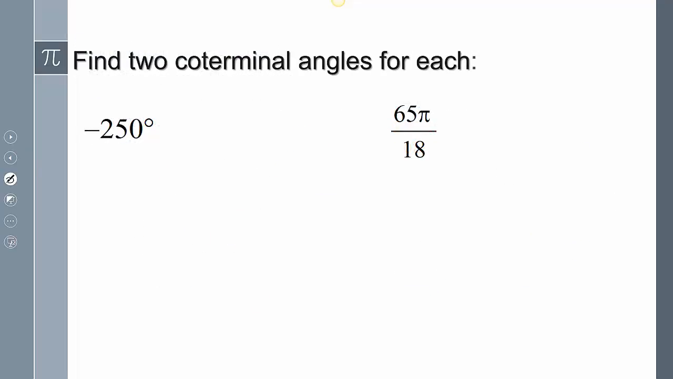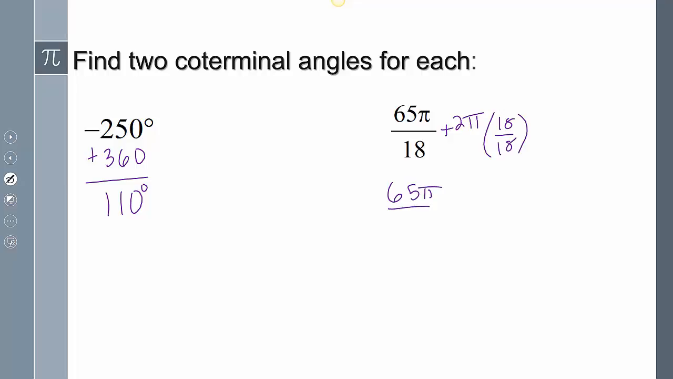So if I wanted to find the coterminal angles for this, or two of them, just to save time, I'm just going to find one. If I add 360 degrees to this, this is going to give me 110 degrees, which is going to be a coterminal angle. For this one here, if I add 2π to this, well, finding a common denominator, that's going to give me 65π over 18 plus 36π over 18. Now adding those together, that's going to give me 101π over 18. This is going to be a coterminal angle. So just by adding or subtracting 360, you're going to be able to find coterminal angles.